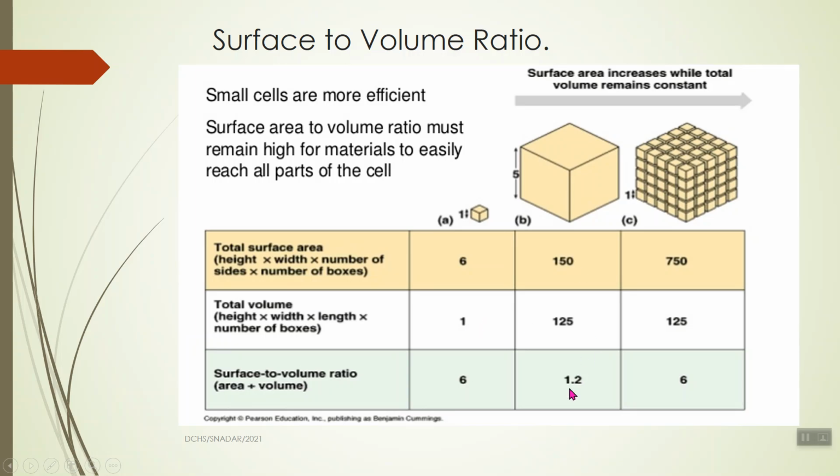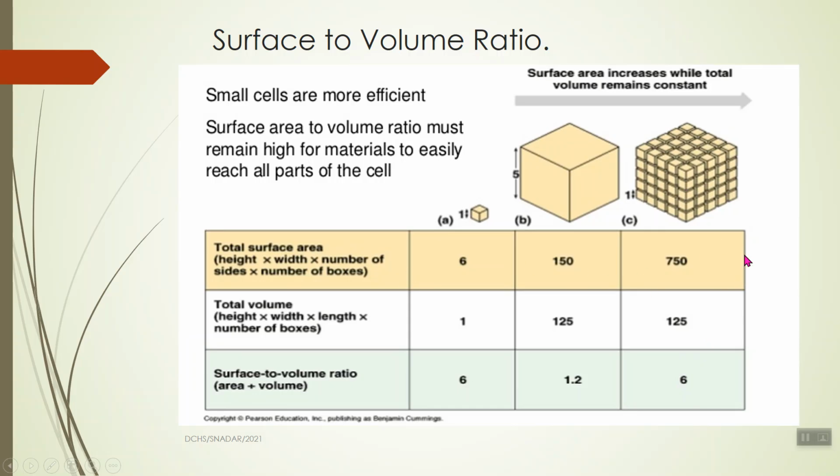And I want you to look at the ratio. For this one it is 6, for this one it is 1.2, and look what's happening here. Having this big size, the surface area to volume ratio is low, and here it is 6, which is really a great advantage, having this high surface to volume ratio.